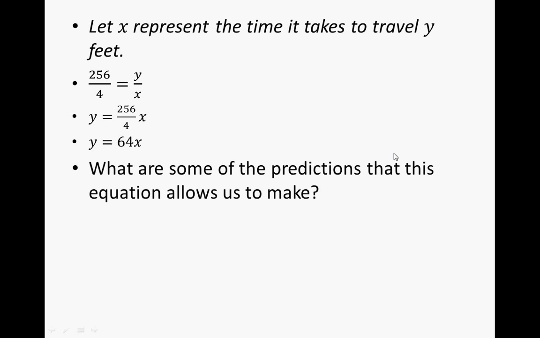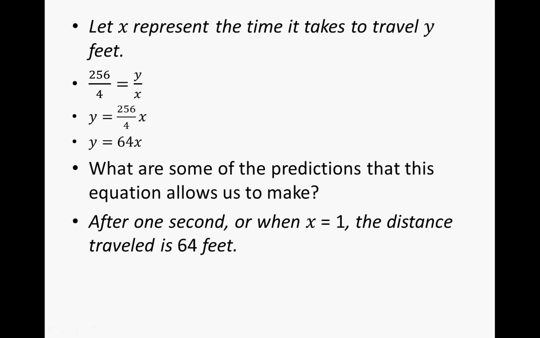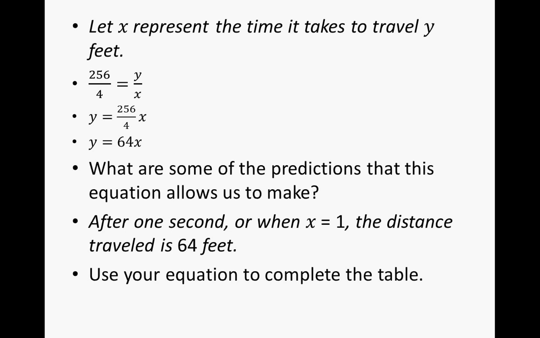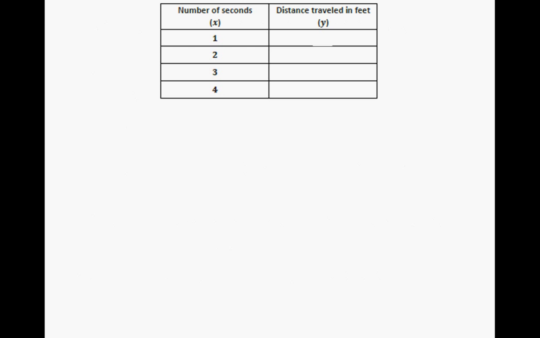So what are some of the predictions that the equation allows us to make? Well, after 1 second, or when x equals 1, the distance traveled is 64 feet. Use your equation to complete the table in your lesson worksheet. So if we know that for 4 seconds, that is 256 feet, then we can also know what it is for 3 seconds, which would be 192 feet, for 2 seconds, which is 128 feet, and for 1 second, which would be 64 feet.